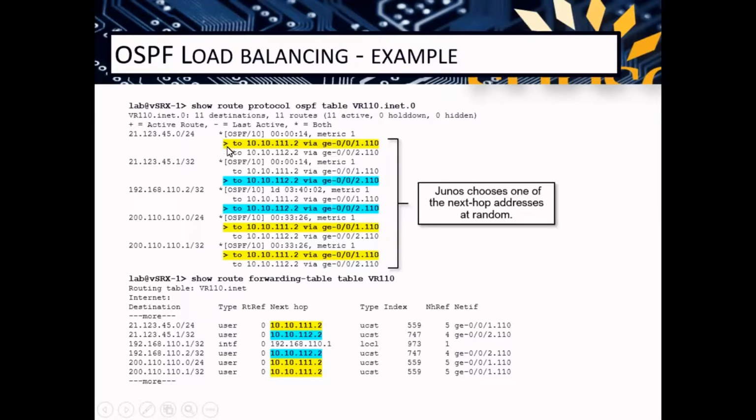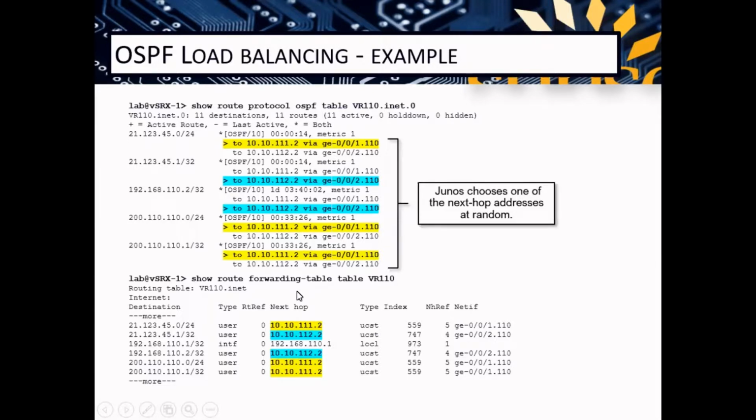However, for each one of the routes, you see that there is a next hop that has that greater than symbol, and that's indicating that that next hop was selected for that particular route. And that selection actually happens at random. So you see that for some destination prefixes, the router chose 111.2, and for some other prefixes, it chose 112.2.